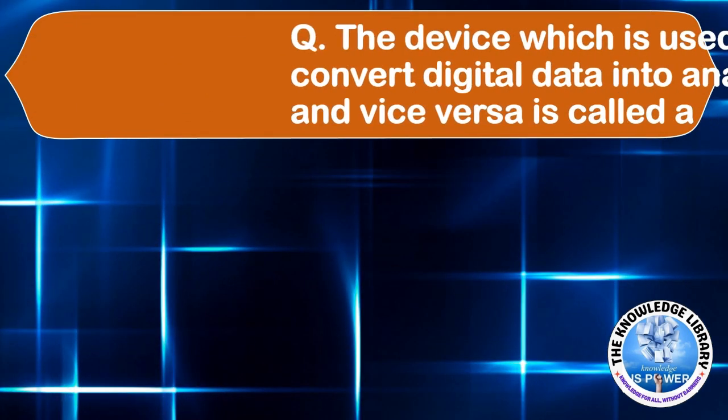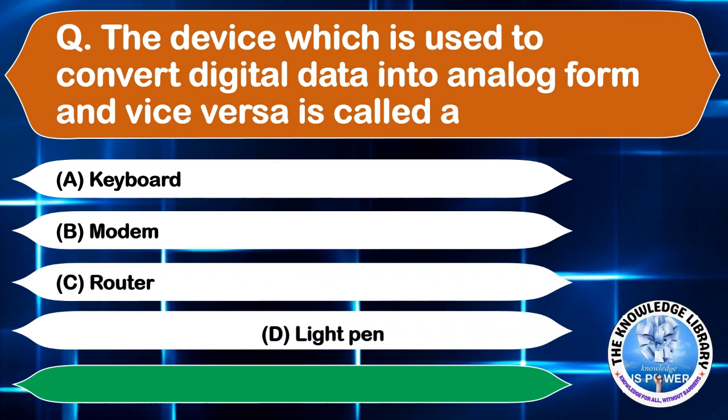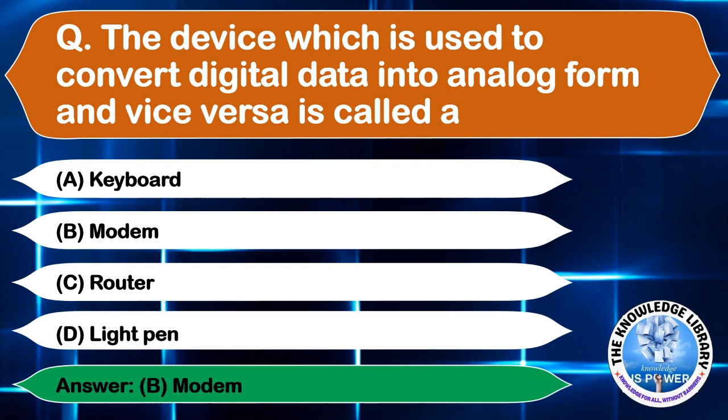The next question is, the device which is used to convert digital data into analog form and vice versa is called a option A, keyboard, option B, modem, option C, router, option D, light pen. The correct answer is option B, modem.